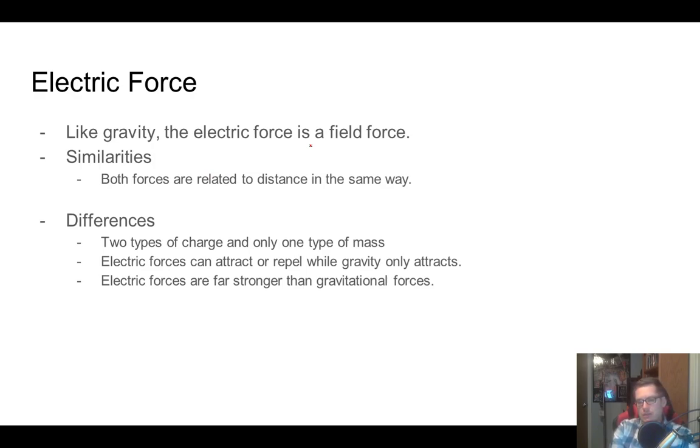Now the big difference is that your electric force depends on having two different charges, negative and positive. If they're the same, they repel, and if they're different, they attract. Whereas with gravity, it doesn't matter; all masses are the same, so they're always going to pull towards each other. So with electric force, you have to keep track of whether it's repelling or attracting. The other thing is that electric forces are always far stronger than gravitational forces. These are the big takeaways right here.